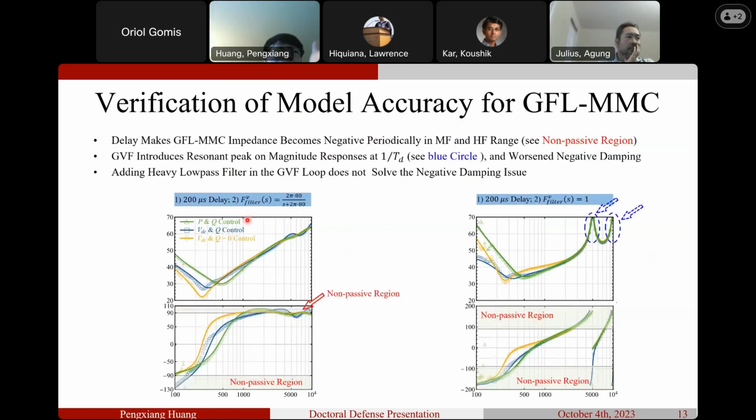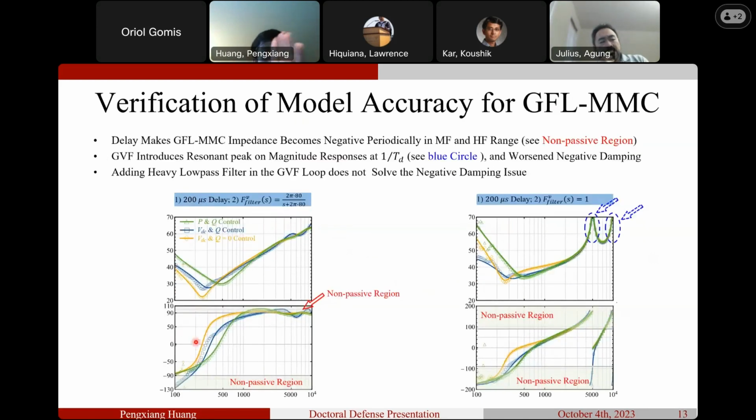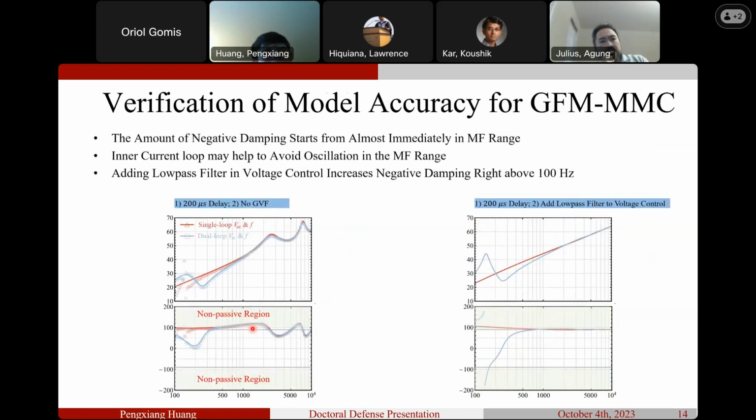If you look at the grid following MMC, because current control is necessary for grid following MMC, none of them have a very severe negative phase, capacitive phase here. That just tells me the integrator in current control dominates this frequency range, which is the bandwidth of current control. And if you have an inner current control loop, the integrator of current control can provide you damping to make you have a lower phase here. So that's why you see a lower phase in the medium frequency range right around the current control bandwidth.